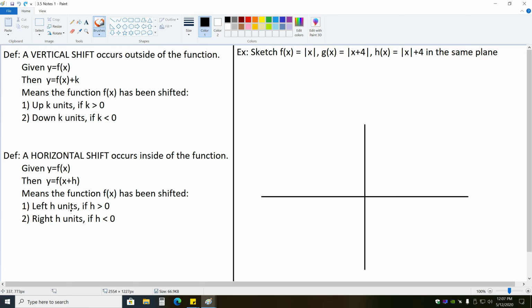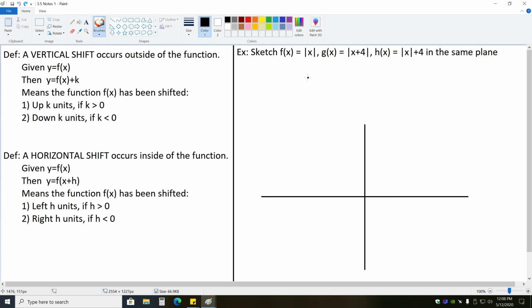So it's the opposite of what you would think for a vertical shift. Vertical shift, if it's positive it goes up, if it's negative it goes down. But with a horizontal shift, if it's positive it goes to the left, if it's negative it goes to the right.